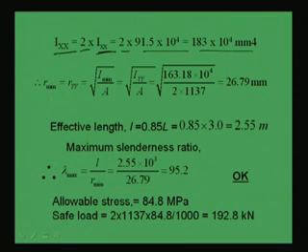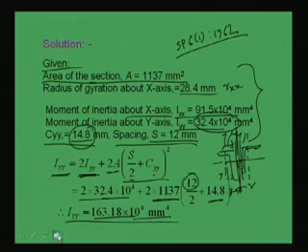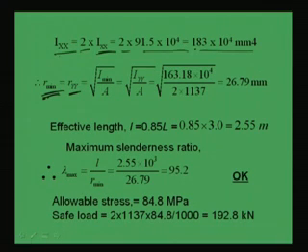Now I have to find out the minimum radius of gyration for getting maximum slenderness ratio. So minimum radius of gyration, R minimum, is equal to RYY. In YY direction it will be minimum, because IYY is coming 163.18 and IXX is coming 183 into 10 to the 4. So I can find out RYY as square root of IYY by area, which is equal to 163.18 into 10 to the 4 by 2 into 1137. So this is becoming 26.79 millimeter, right.